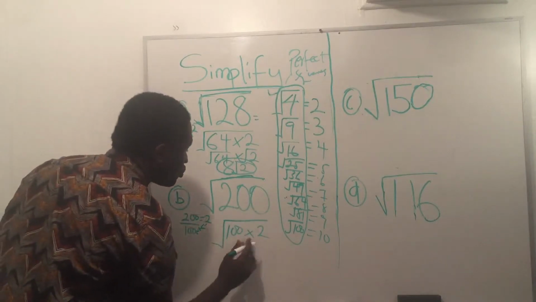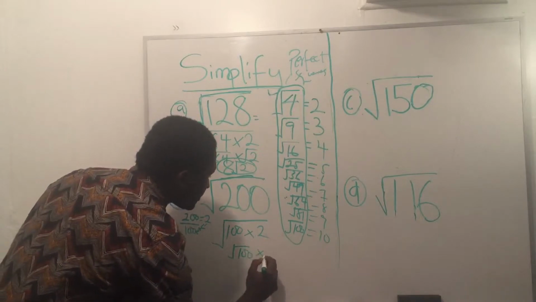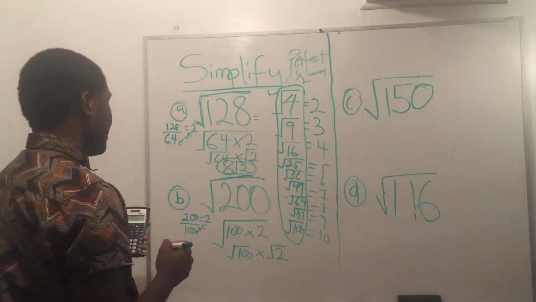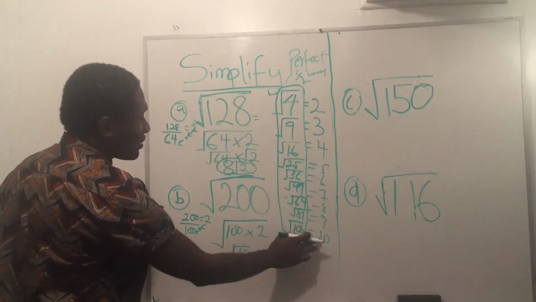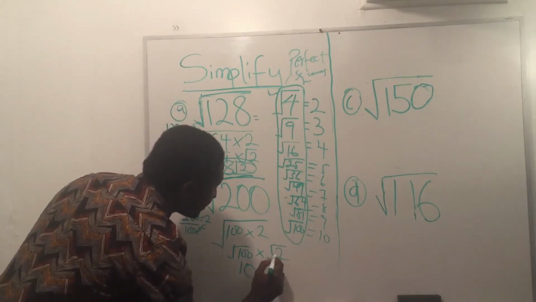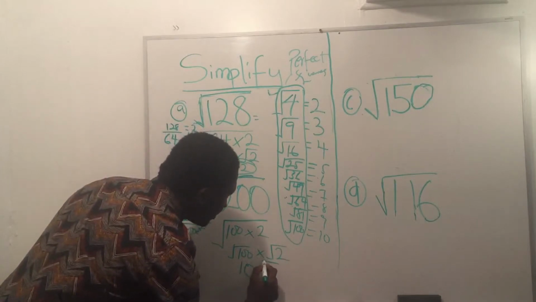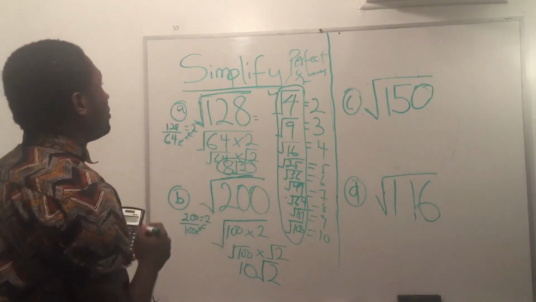And I break this down to 2. So square root of 100 times square root of 2. And square root of 100 is what? It's 10. So I put down the 10, and then square root of 2, there's nothing we can do with that. It's not a perfect square, so we just bring that down. So 10 square root of 2 will be my answer.